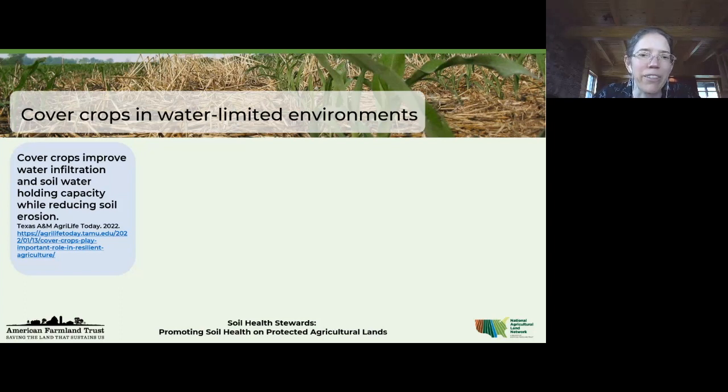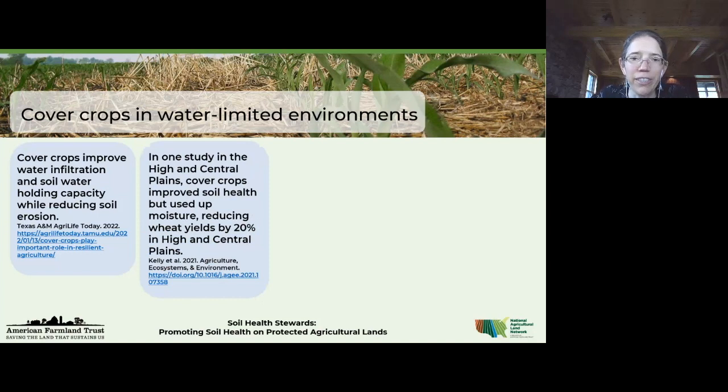Cover crops do improve water infiltration and soil water holding capacity, while they are also reducing soil erosion, even in these dry systems. Even if you just get a little bit of something growing, that can be better. But there are some studies out there that show that when you grow cover crops, while they improve soil health, they do use up enough moisture that sometimes they can decrease yields. So that's something to be aware of.